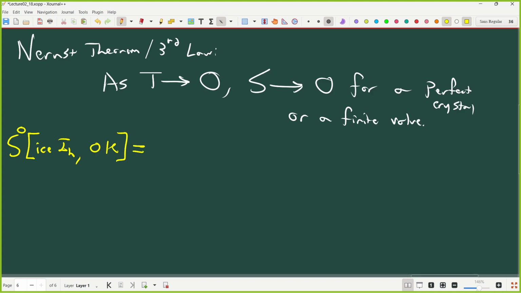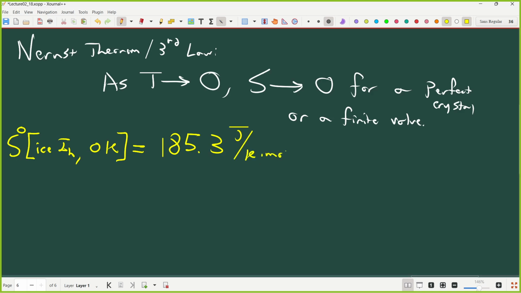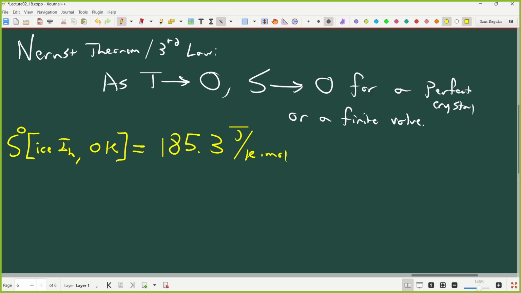What is this temperature? Right, so it turns out in the 1940s, people were finally able to start measuring this. And they do it by cooling water down and then extrapolating the entropy down to 0 Kelvin. And what you find, and they get this quite accurate, is that the entropy of ice is 185.3 joules per Kelvin per mole. Okay. However, here's a really interesting thing.